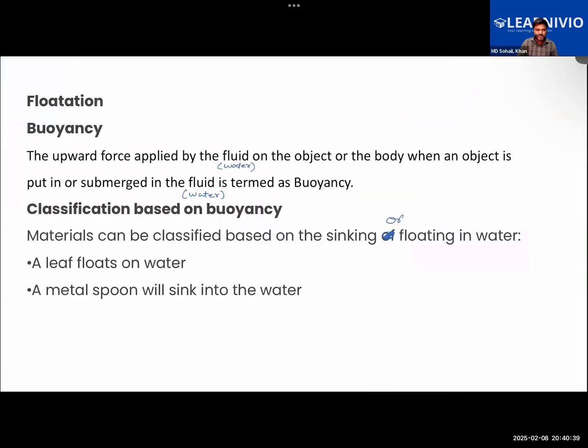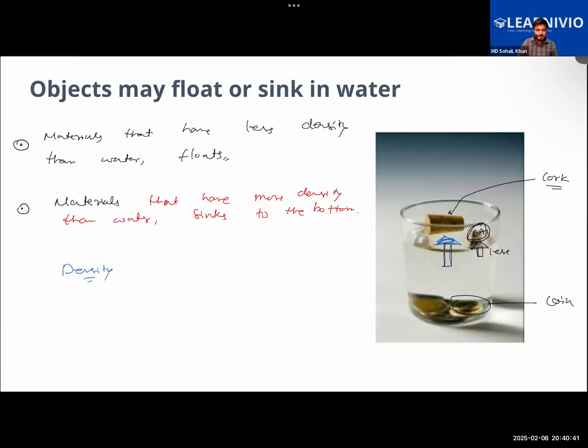There was one more question. Why does an iron nail sink and an iron ship float? That is also related to density. The reason an iron nail sinks, but a ship made of iron floats, is because of density. Also, one of the main reasons is the shape. A ship is hollow from inside, right? So the shape of the ship allows it to displace more water.